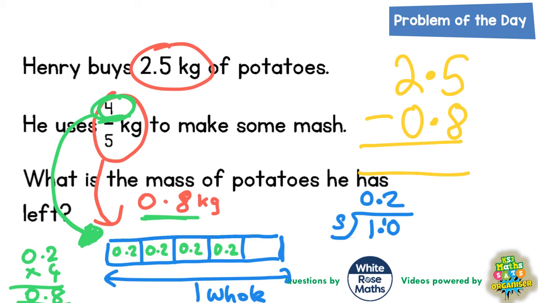5 subtract 8 we can't do, so we need to borrow. Borrow from the 2 and that becomes 1, and then the 1 we've borrowed turns the 5 into 15. 15 take away 8 is 7, 1 take away 0 is 1. Put your decimal point back in, and your final answer is 1.7 kilograms. Don't forget to put your units on the end. So what is the mass of the potatoes he has left? Final answer, 1.7 kilograms.